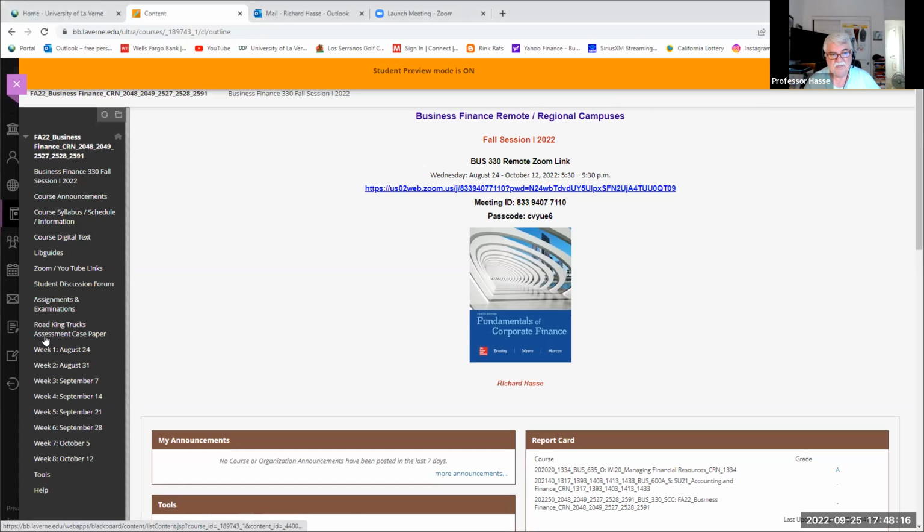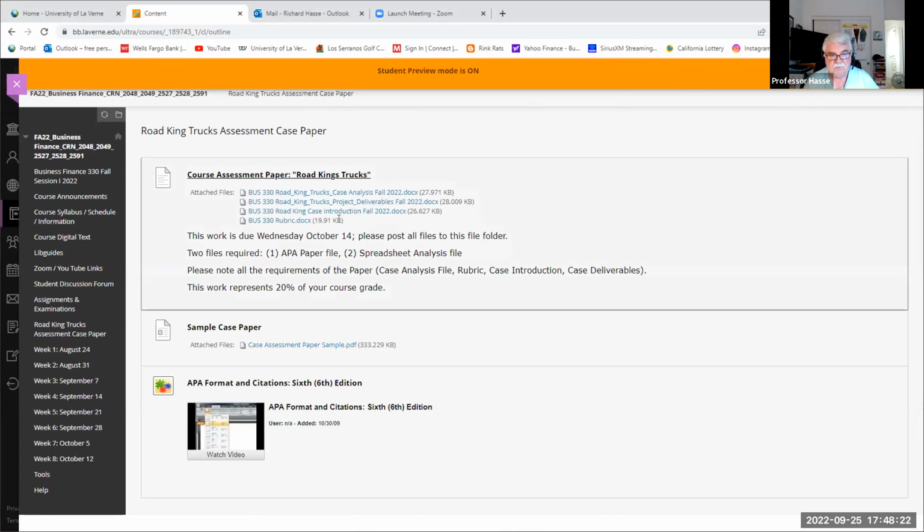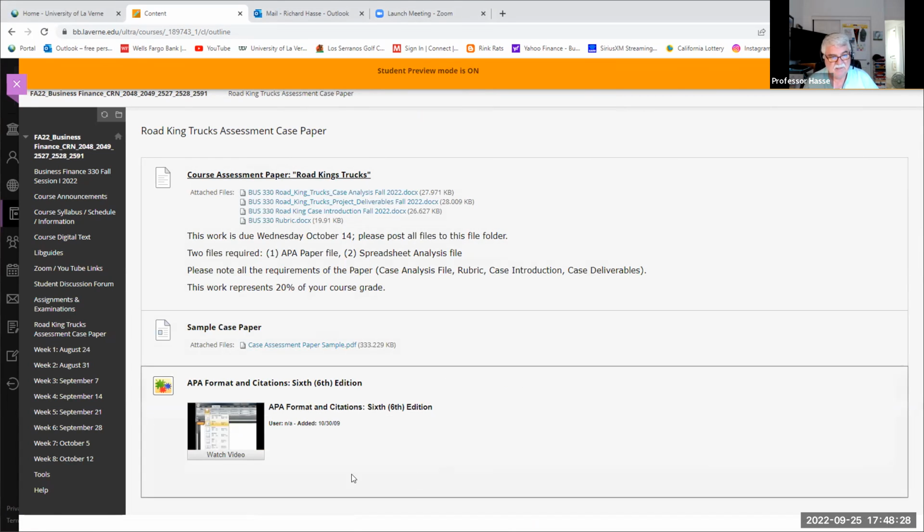Go to the Road Kings case file folder in Blackboard. There it is. Download these 4 files and review them. Look at them. Here's a sample case paper, and we'll talk more about that on Wednesday. Here's a video explaining the APA format, if any of you have never done an APA format paper before, which is very prevalent in business papers. So please do that as preparation for Wednesday's class.